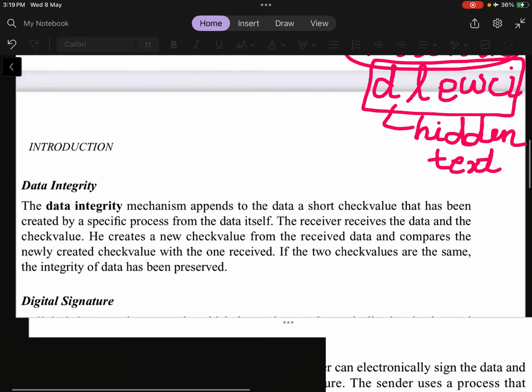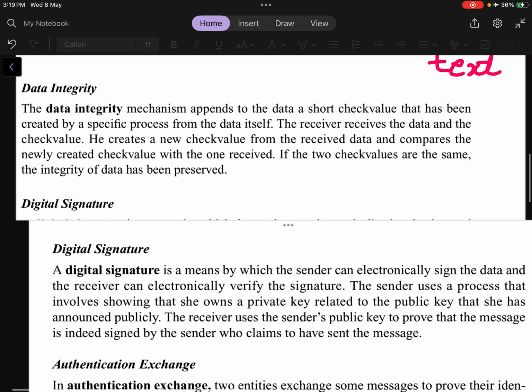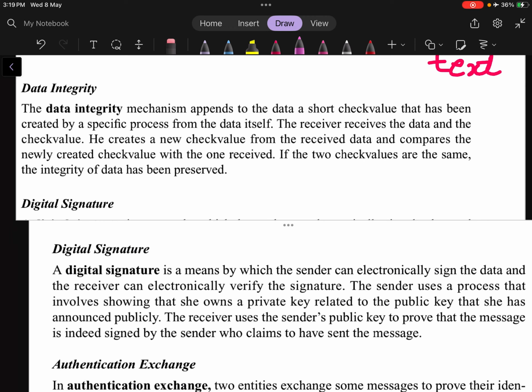Next is data integrity. The data integrity mechanism appends to the data a short check value that has been created by a specific process from the data itself. So it will assign a check value which is created from the data itself. The receiver receives the data and the check value. He creates a new check value from the received data and compares the newly created check value with the one received. If the two check values are the same, then the integrity of the data is preserved.